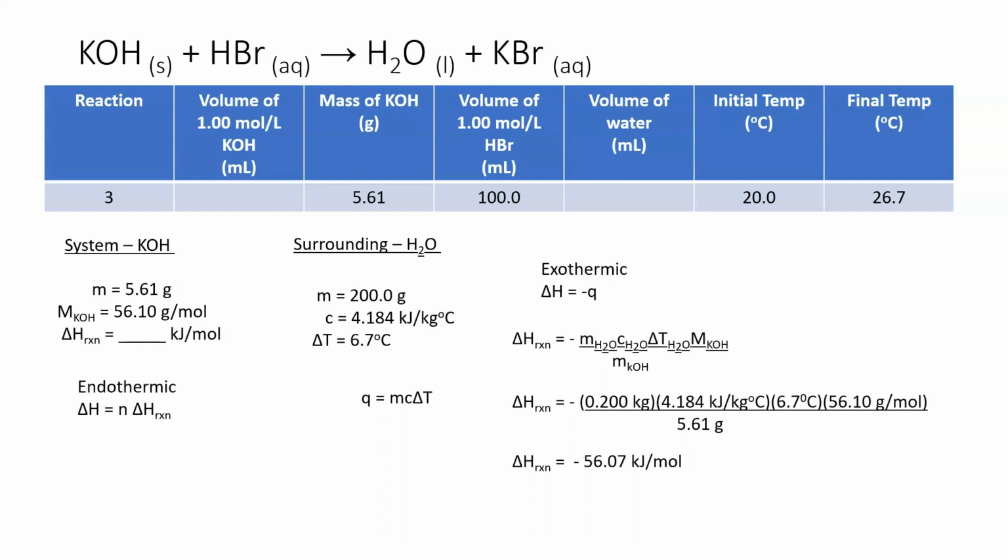Okay, and we have similar calculations where we identify our system and our surroundings. We identify that it's exothermic, so delta H is negative Q. We work out how we're going to get our enthalpy change for each of them, and then we just combine and solve. And then finally, I take my molar enthalpy and multiply by the coefficient of my balanced equation. Oh, and this is a typo. It should be minus 56.0.